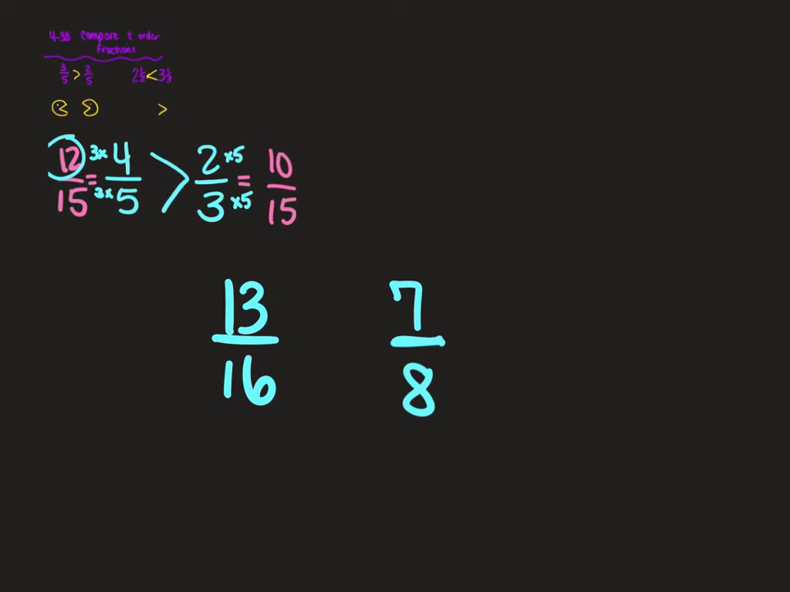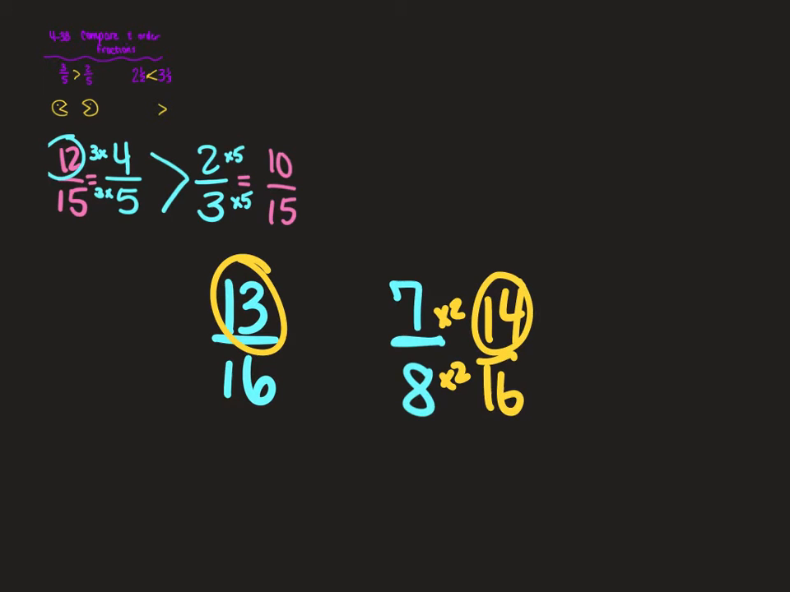All right, you try this one on paper. Stop the video, get common denominators, and see who is a bigger fraction. All right, this is 16, which is times 2, so that's 14. I have a 13 and I have a 14. Who's bigger? 14. That means 7/8 is larger than 13/16.